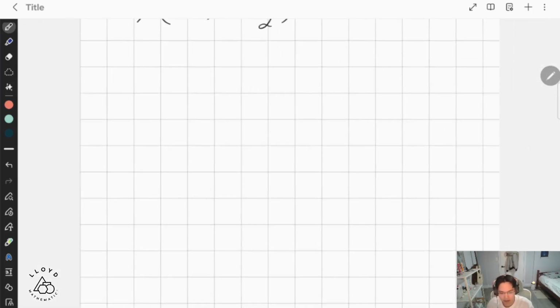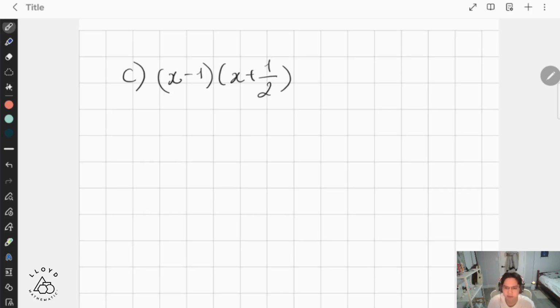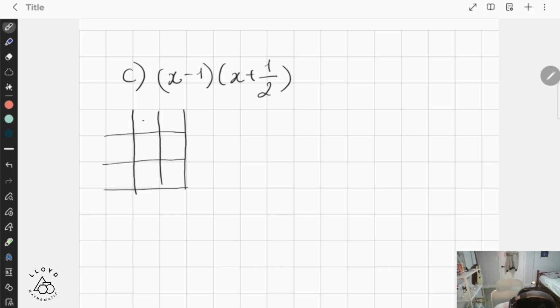And the last example is a little bit more tricky, because right now we have the 1/2. It's not an integer anymore. So I just draw the same kind of table right here. So I put x, -1, and here is x, and here is 1 over 2.